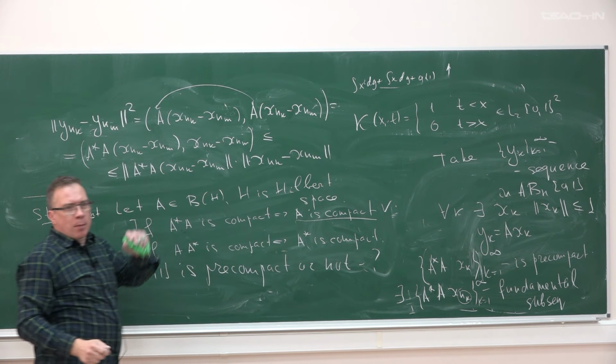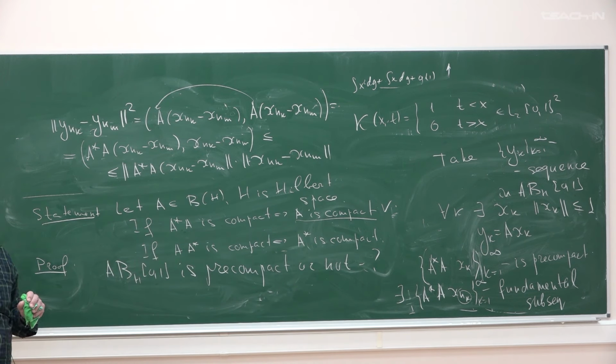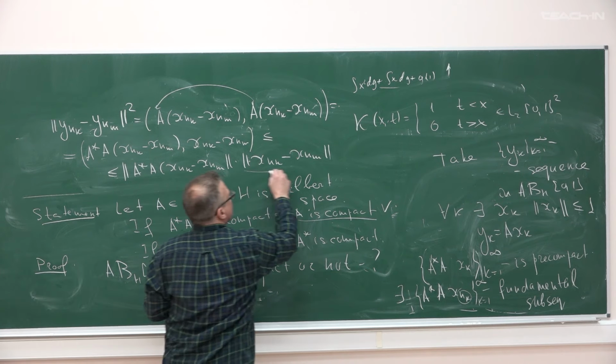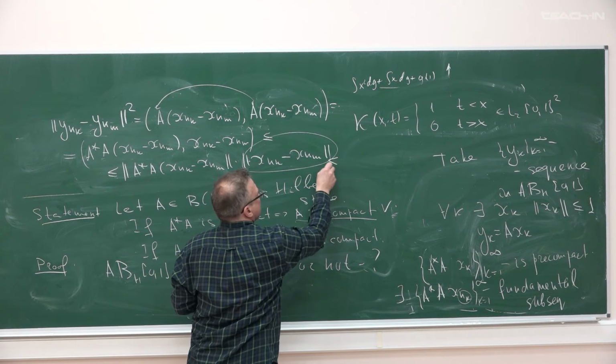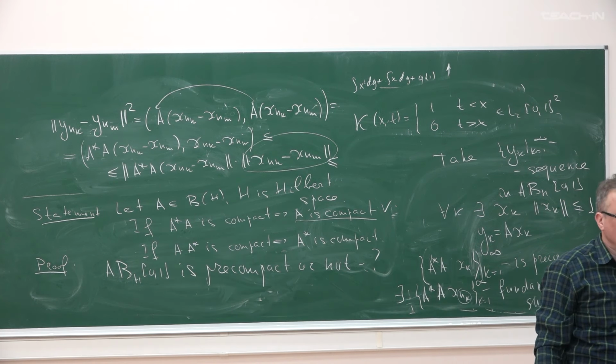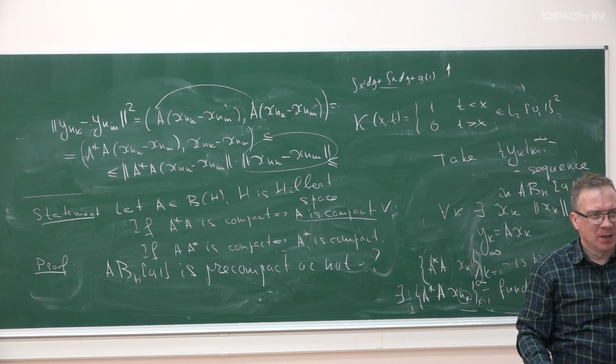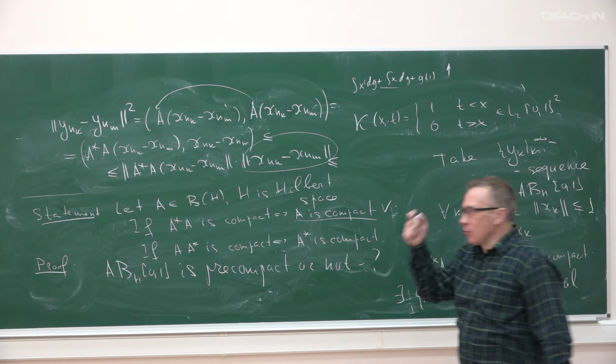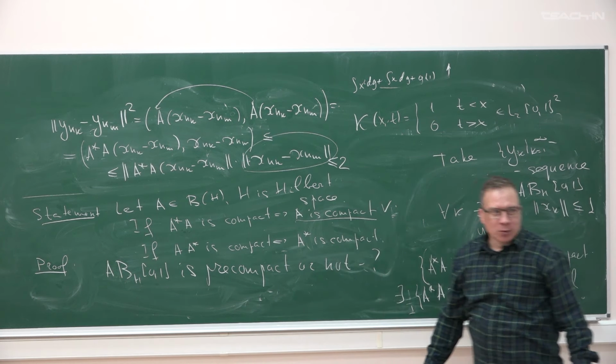What can you say about each factor? What estimation is valid for this norm? It is less or equal to what? No, 2. They are on the unit ball. By the triangle inequality, it is a unit ball, so it is less or equal to 2.